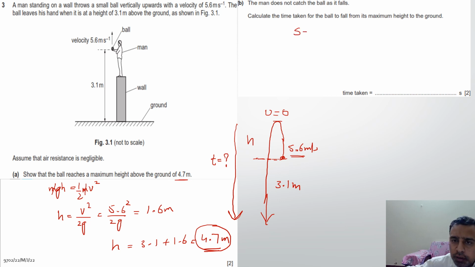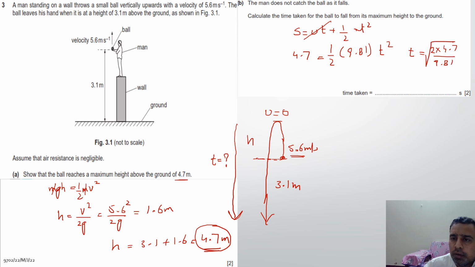So we can use this equation, s is equal to ut plus half at square. This height is 4.7, initial velocity was 0, so ut is 0, that is half 9.81 t square. So t is equal to 2 into 4.7 divided by 9.81 whole under root. So the answer is 0.98 seconds. Hopefully you are getting the concept of this question.